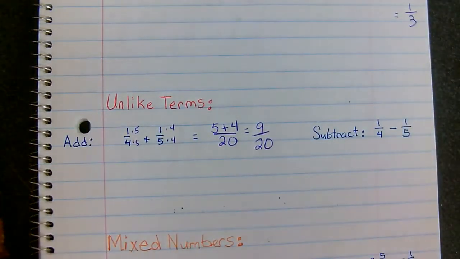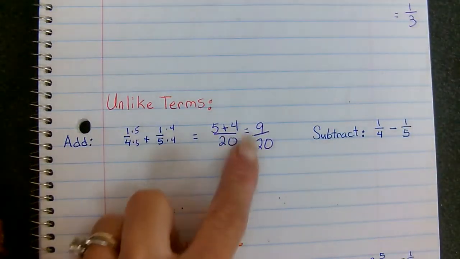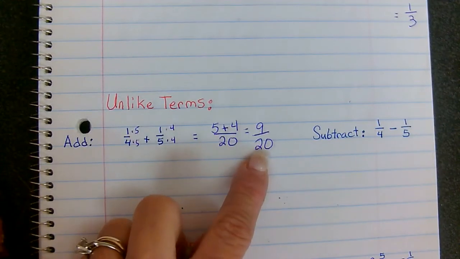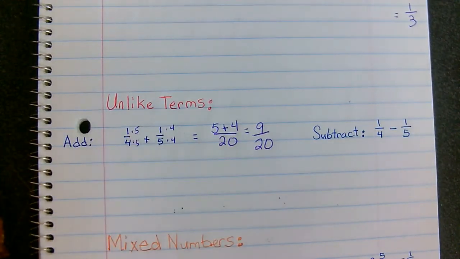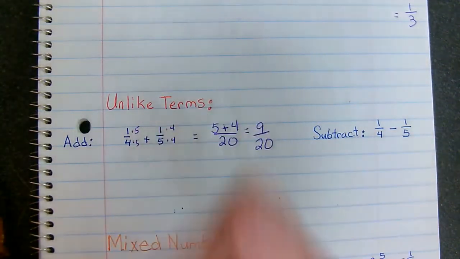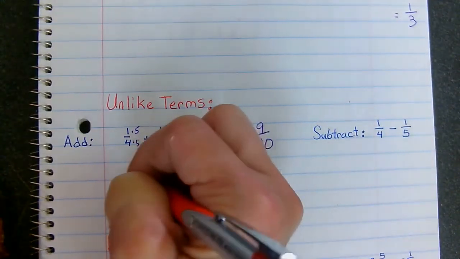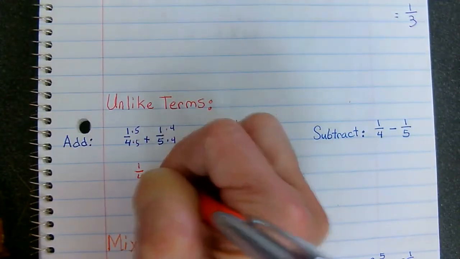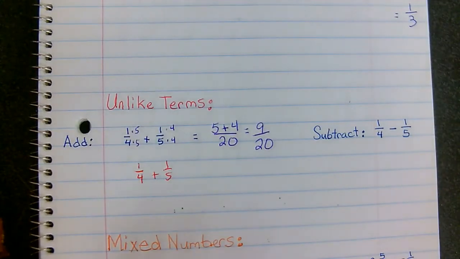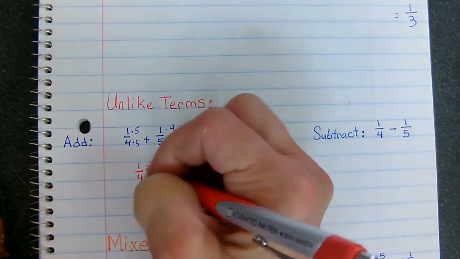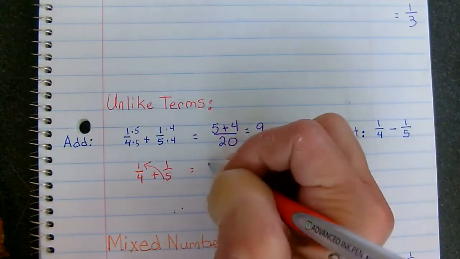Now, just double check. There is not a number that goes into 9 that also goes into 20, so you're done with simplification. But I want to show you another way to solve this, just a handy dandy way. I'm going to rewrite your problem, okay? I'm going to write 1/4 plus 1/5 again. Now watch this cool trick. We like cool, right? I'm going to go 1 times 5 is 5.